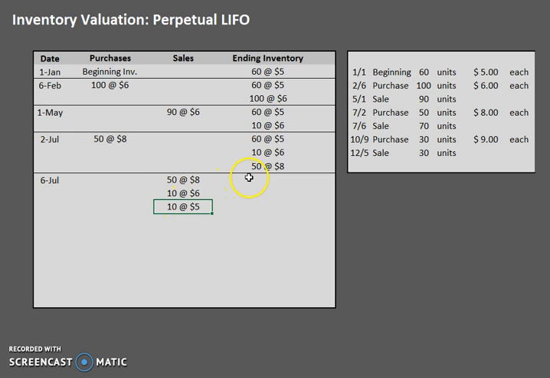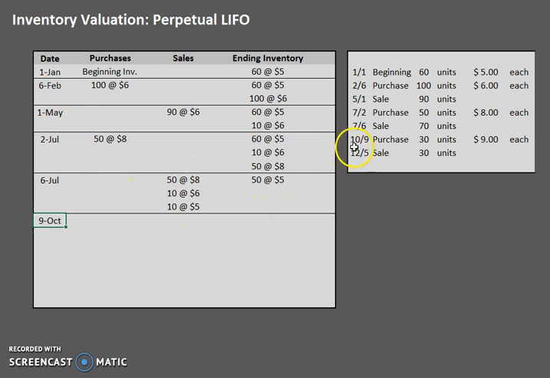Okay, now when we're doing our ending inventory, let's go through each layer and let's think about what happened. How many of this first layer at $5 were sold? Only 10 of those were sold. So there are 50 remaining. Did we sell any of these? Yes, we sold all of them. And did we sell any of these? Yes, we sold all of them. So those are gone now. So we're left with 50 units at $5 each.